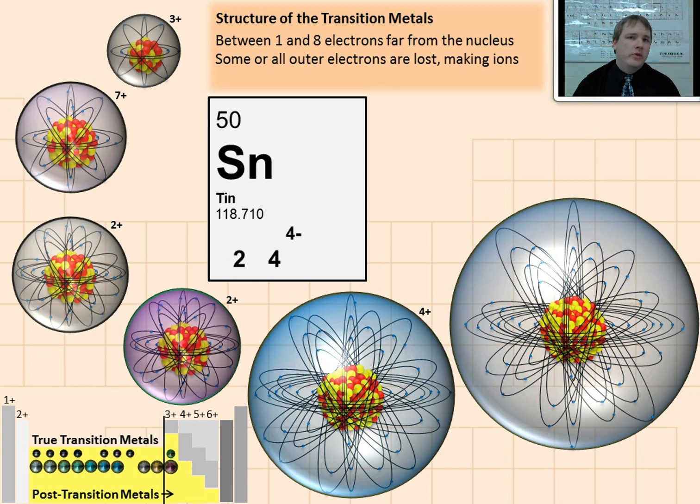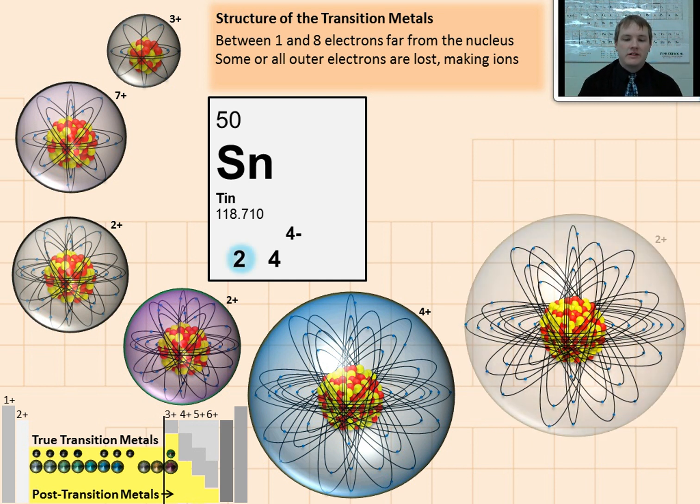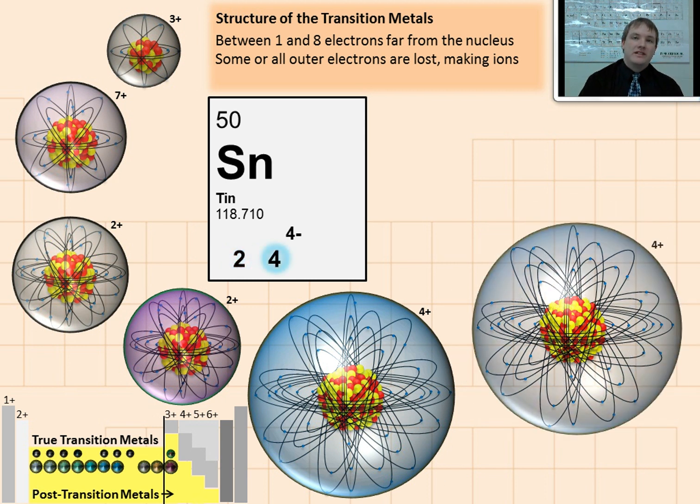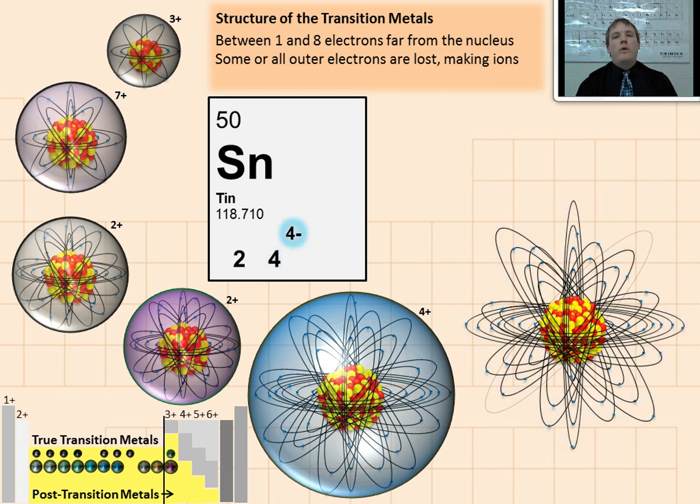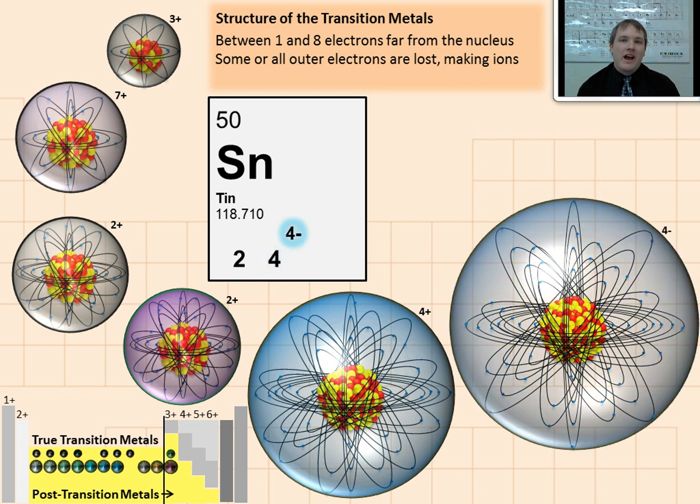And then tin, which is way over in the 4+ column on the periodic table, we would expect it to form 4+ ions, but it can also form 2+ by losing 2 electrons, 4+ by losing 4 electrons, or even 4- by gaining 4 extra electrons. And that's one of the characteristics that makes the post-transition metals unique, is a lot of them are able to form negative ions sometimes by gaining extra electrons.